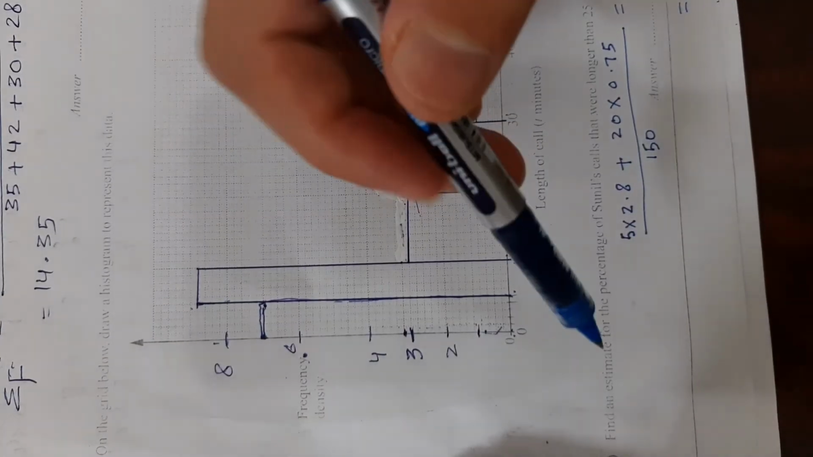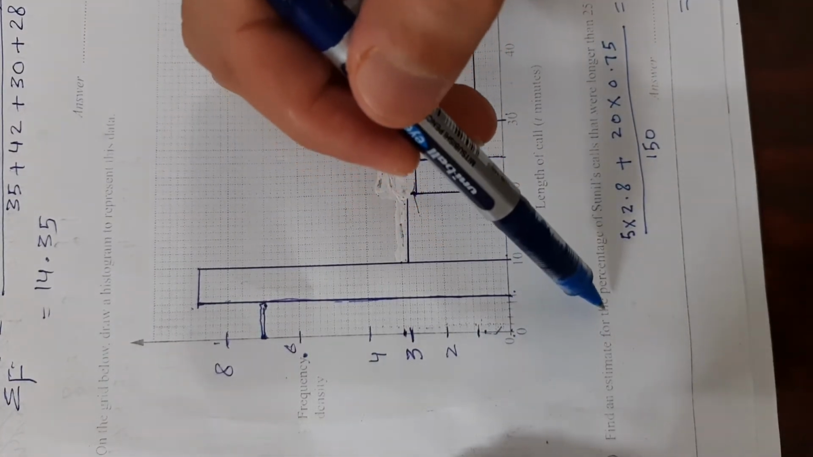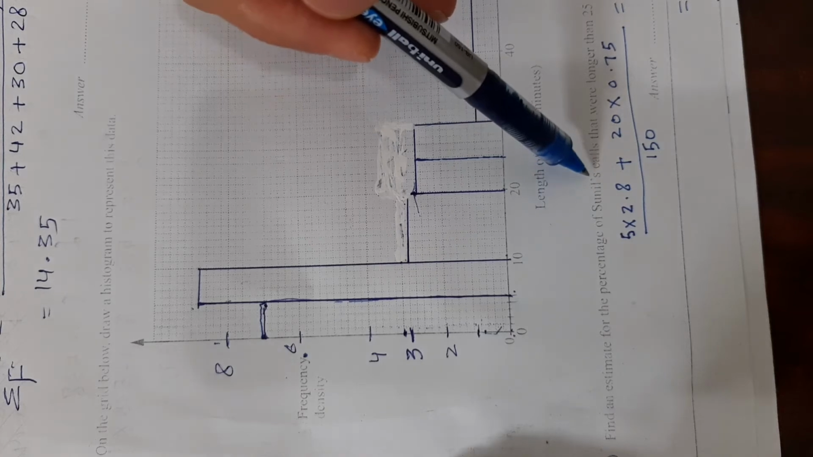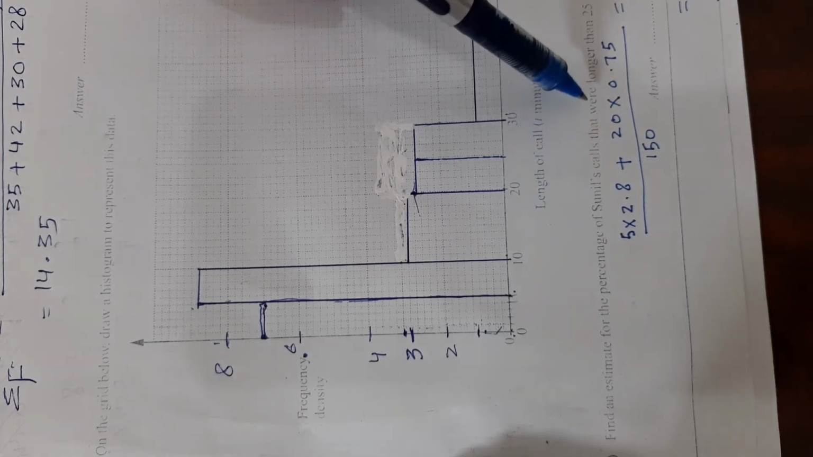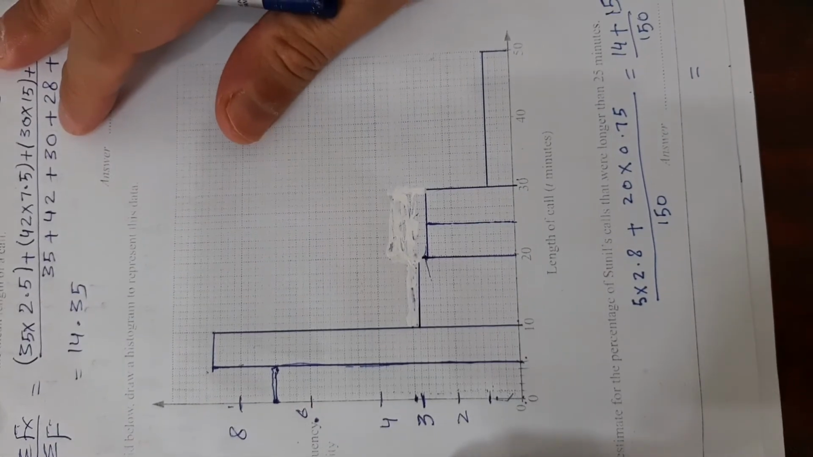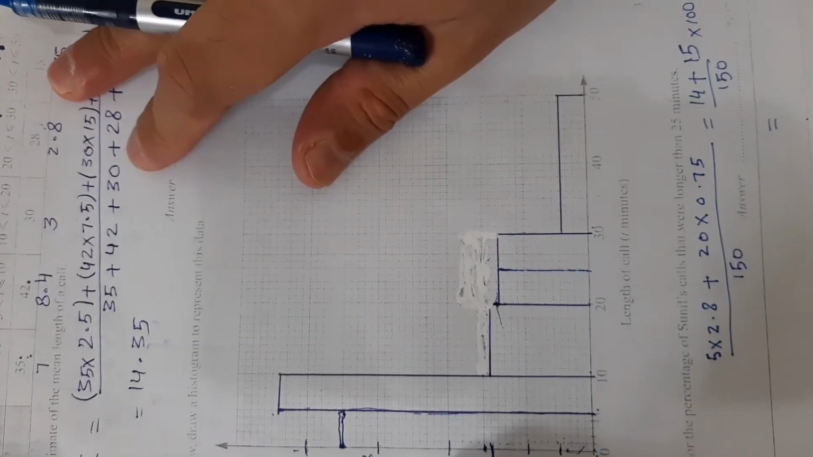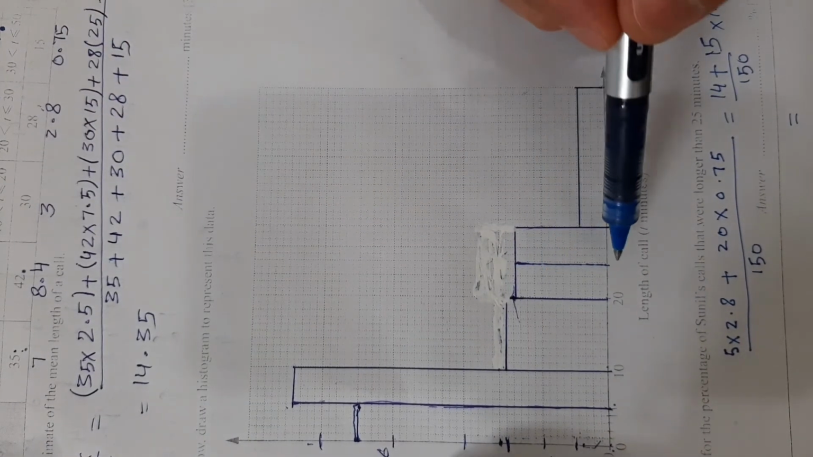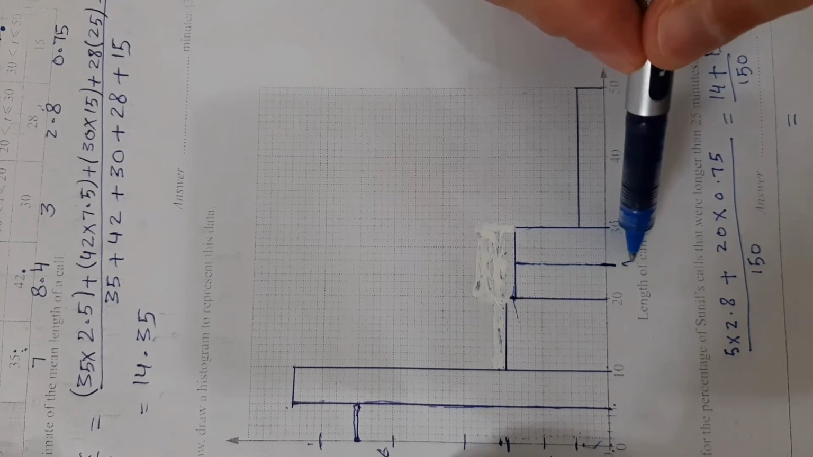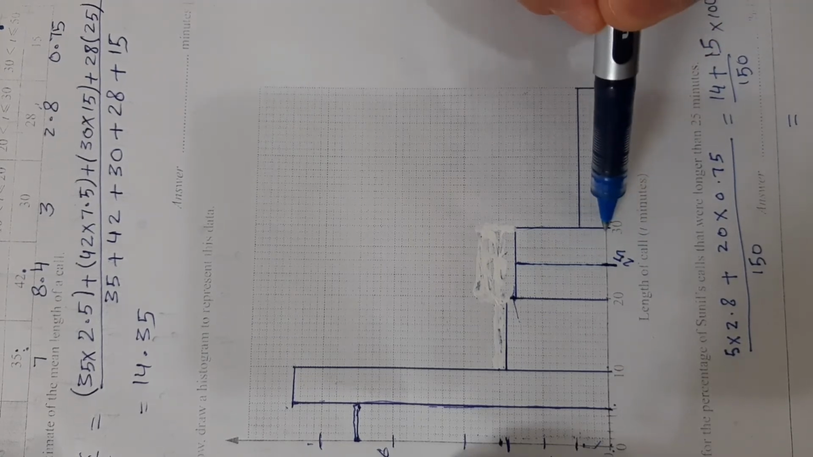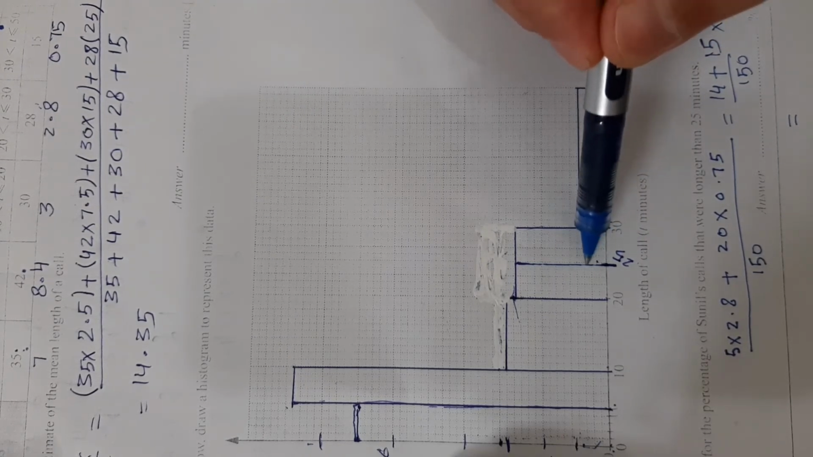In the last part, they have asked us to find an estimate for the percentage of Sunil's calls that were longer than 25 minutes. Okay. So here you have got 25 on the histogram. So from 25 to 30, find the area of this part.